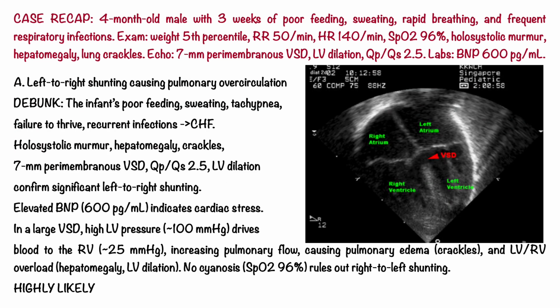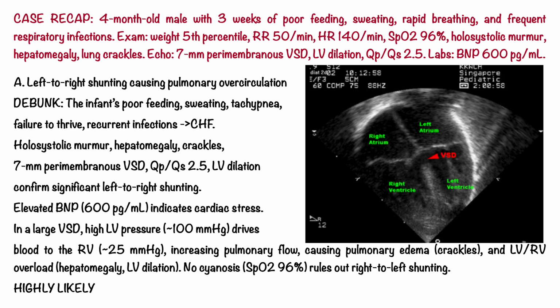So the first option we had is left to right shunting causing pulmonary overcirculation, right? The infant's poor feeding, sweating, tachypnea, failure to thrive, and recurrent infections suggest congestive heart failure. The most common congenital heart disease that causes congestive heart failure is ventricular septal defect. We are seeing the signs of ventricular septal defect right here. And also holosystolic murmur, hepatomegaly, crackles, 7 mm perimembranous ventricular septal defect, Qp/Qs of 2.5, and LV dilation confirm significant left to right shunting. How do they confirm this?